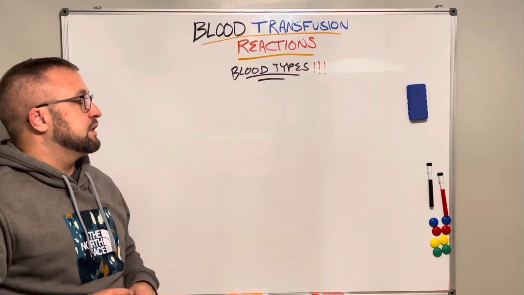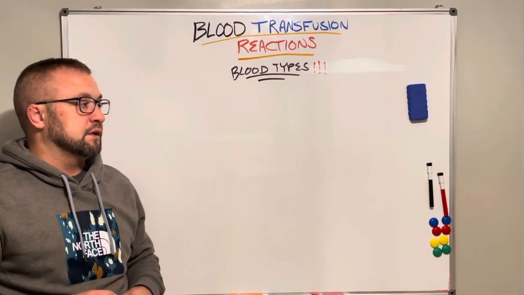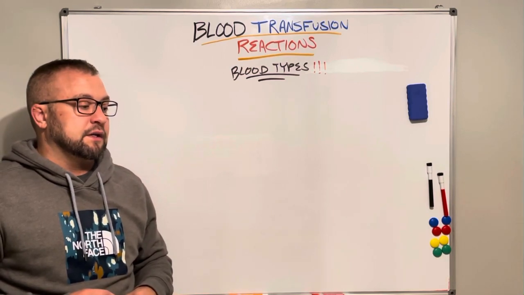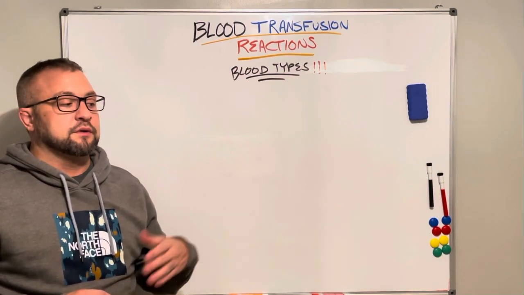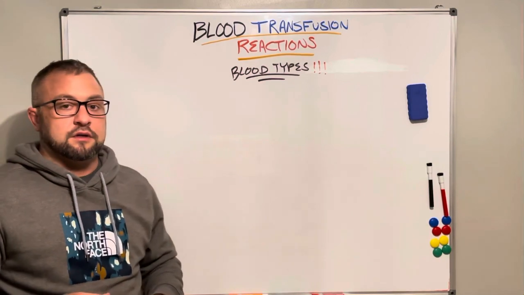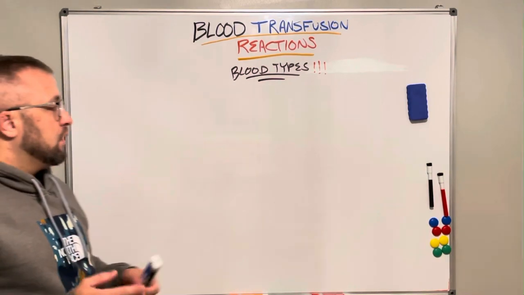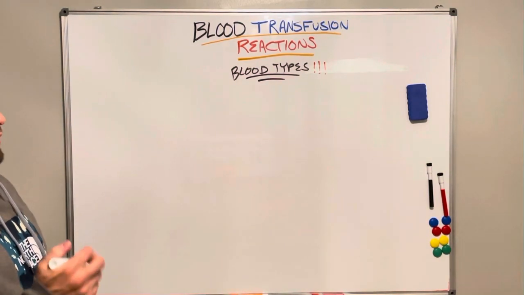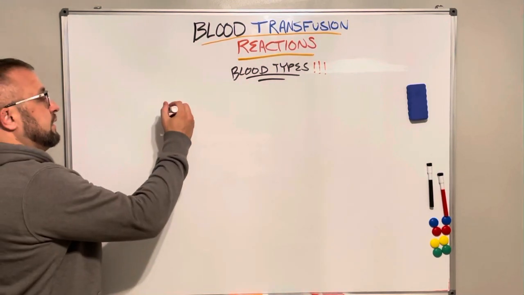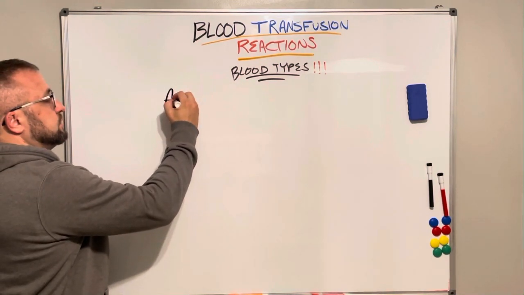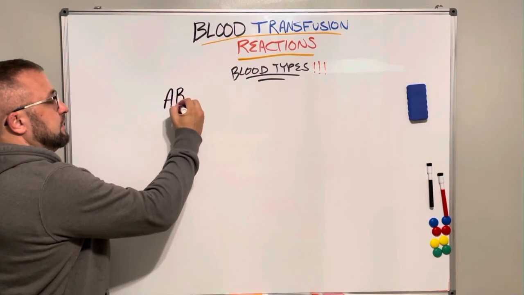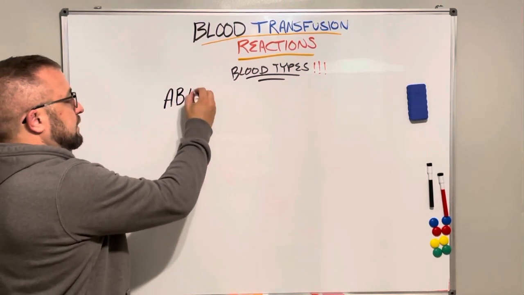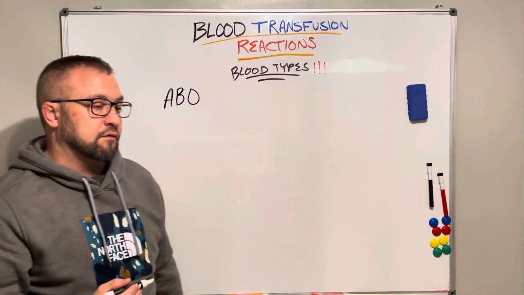We don't just give blood or blood products to people who aren't in need of those. So we want to make sure the blood we give doesn't cause more harm. So what are the blood types that we have in the human body? And of course we know those are A, B, AB, and O types of blood.